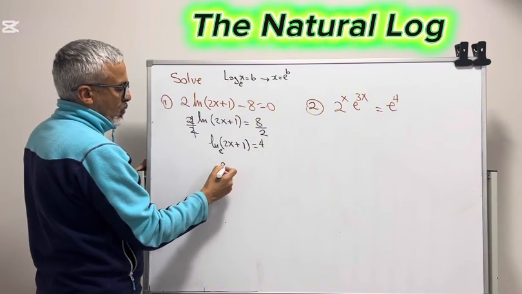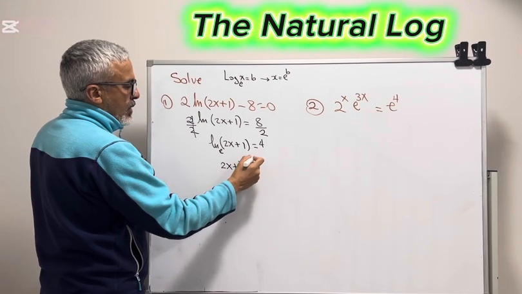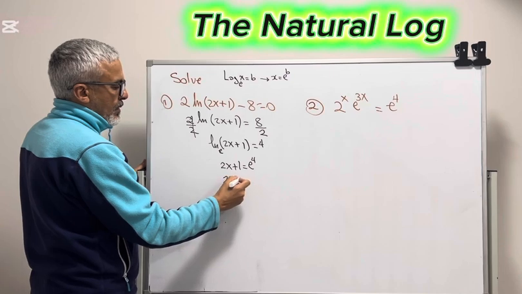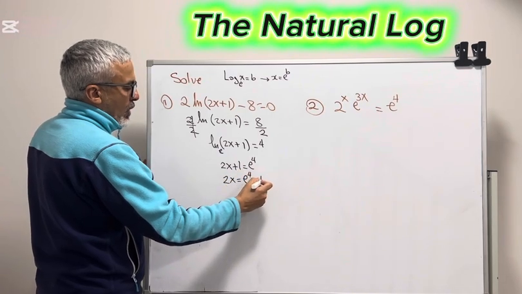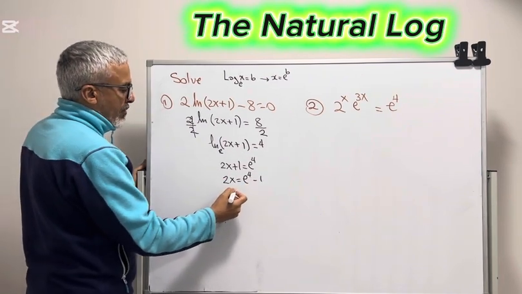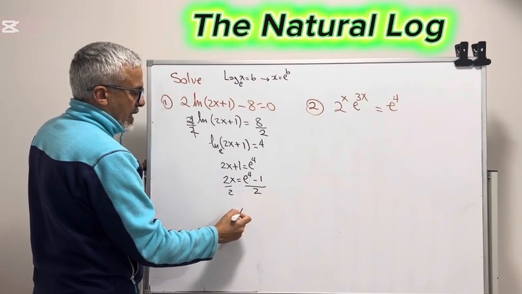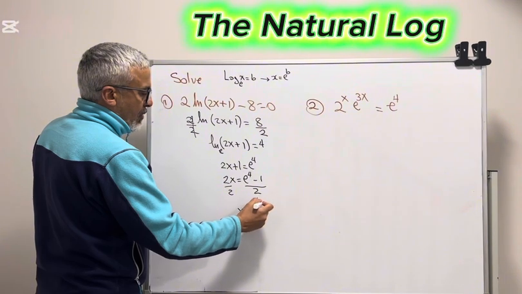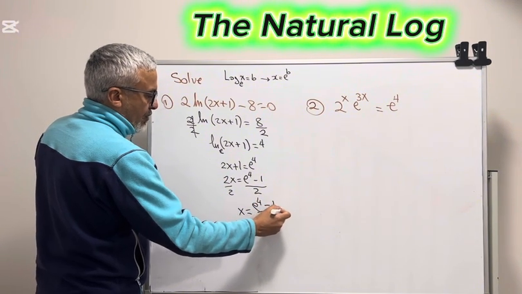Or 2x + 1 = e^4. And therefore 2x = e^4 - 1, moving the plus 1 to the other side becomes minus 1. Now divide everything by 2 to get rid of the 2 beside the x. And therefore x = (e^4 - 1)/2. And that's your final answer.